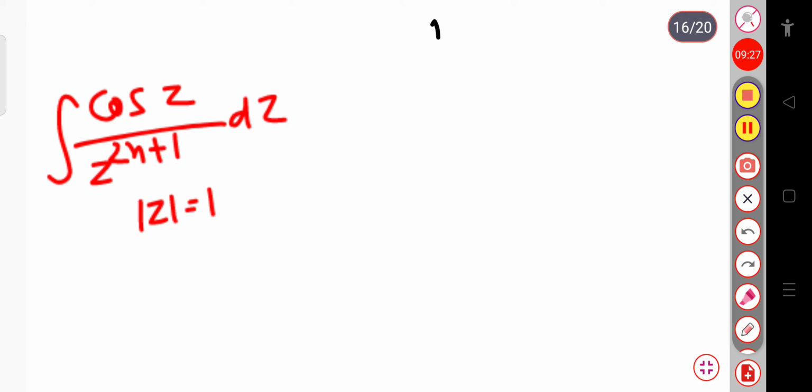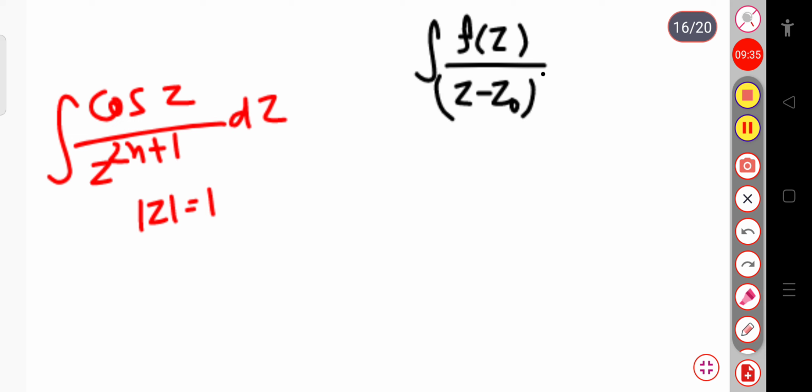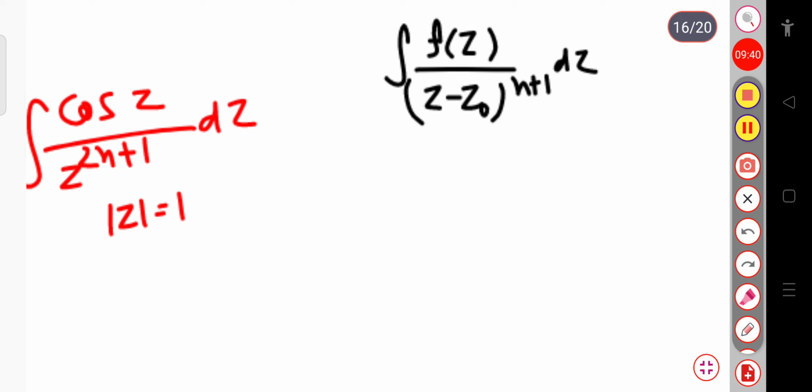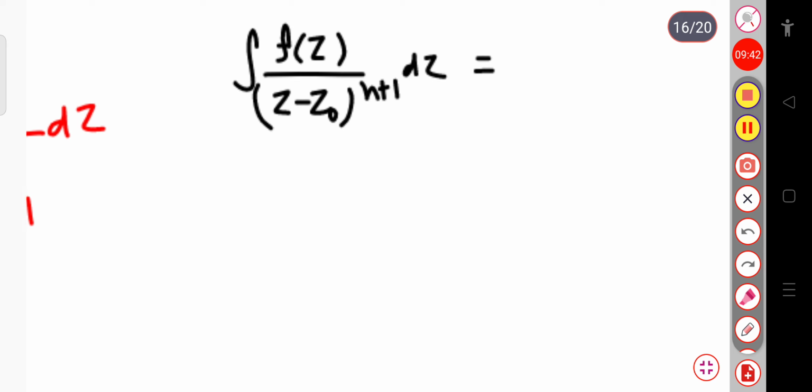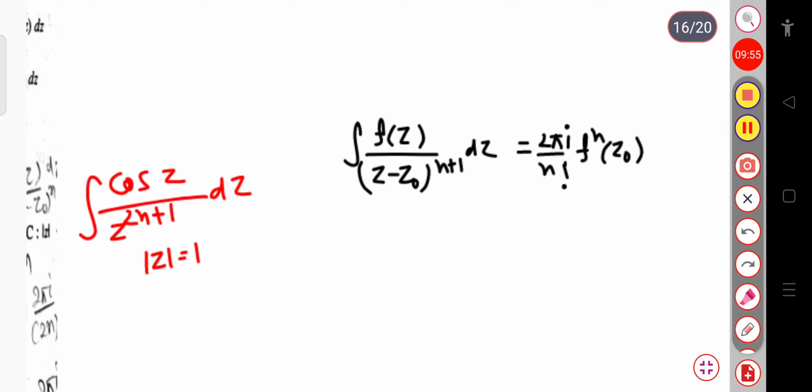You know, if I apply Cauchy's formula, we can write the integral of f of z divided by z minus z naught power n plus 1 dz. This value is equal to, for the Cauchy's integral formula, 2 pi i divided by n factorial into f^n of z naught. Okay, f^n means this is the nth derivative of the function. Now here in this question you can see this is cos z divided by z power 2n plus 1.